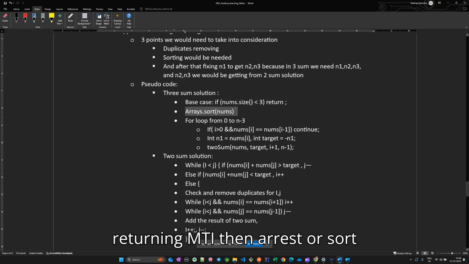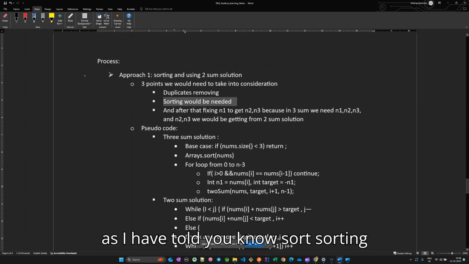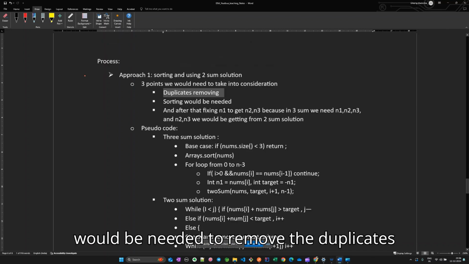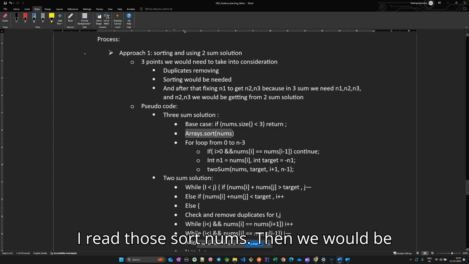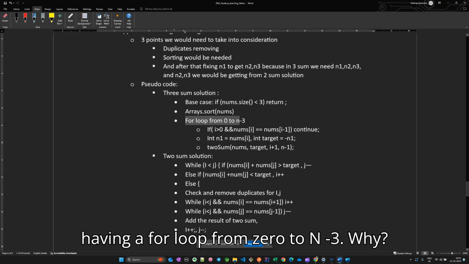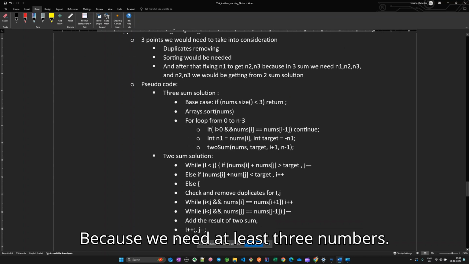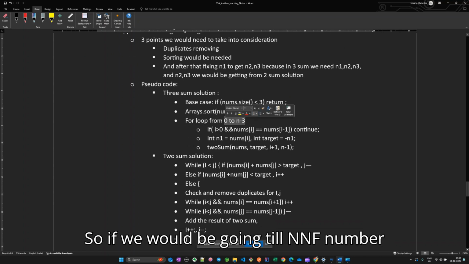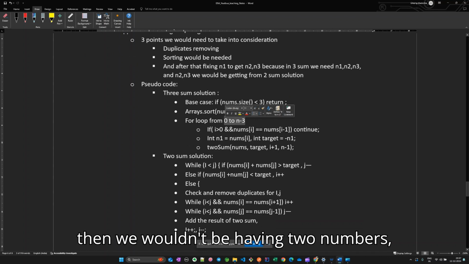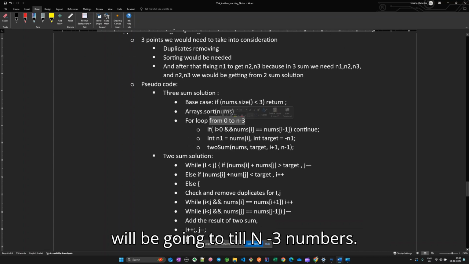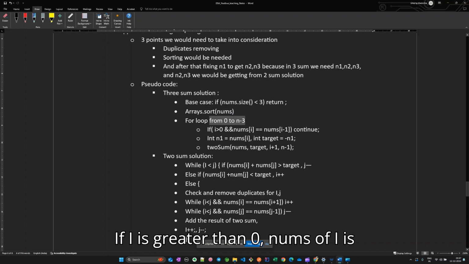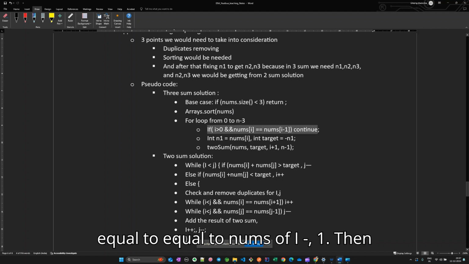Then Arrays.sort. As I have told you, sorting would be needed to remove the duplicates easily. That's why we are sorting it. So Arrays.sort(nums). Then we would be having a for loop from 0 to n minus 3. Why? Because we need at least three numbers. If we went till the nth number, then we wouldn't have two more numbers, we would be overflowing. That's why we will be going till n minus 3. If i is greater than 0 and nums[i] is equal to nums[i minus 1], then continue.